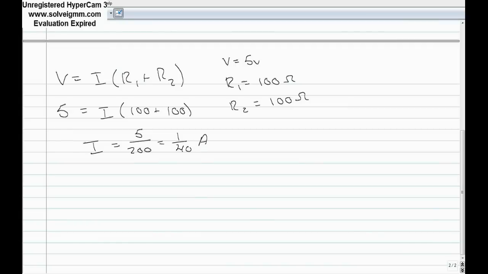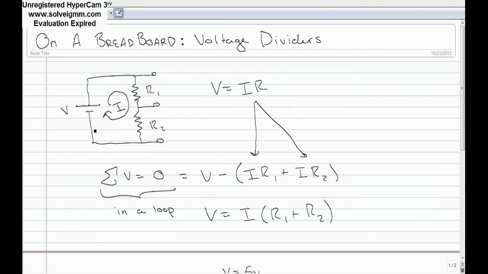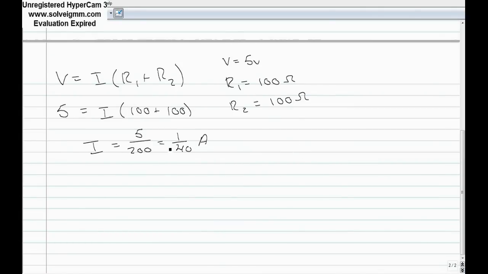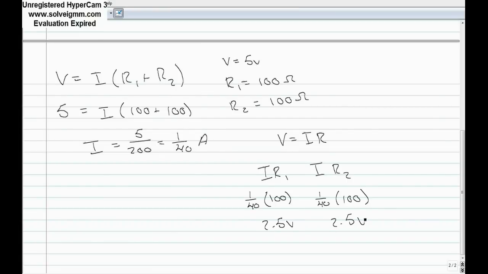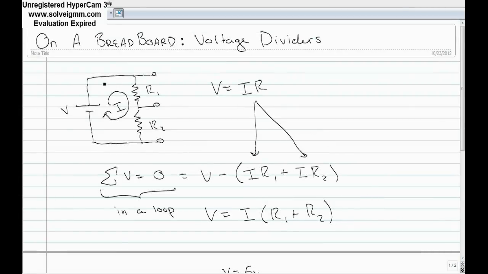Now, to find the voltage drop of each resistor in the circuit, what we're going to look at is the voltage equation for the resistor, V equals IR, and then we're just going to plug in I and R to find the voltage drop. So IR1, IR2. This is 1/40 times 100, and this is 1/40 times 100 as well, and so you get the same answer, 2.5 volts. Now, we don't know what that means just yet in terms of where this lies here. So we're going to have to wait until we look at the breadboard and the multimeter to see what that actually means.